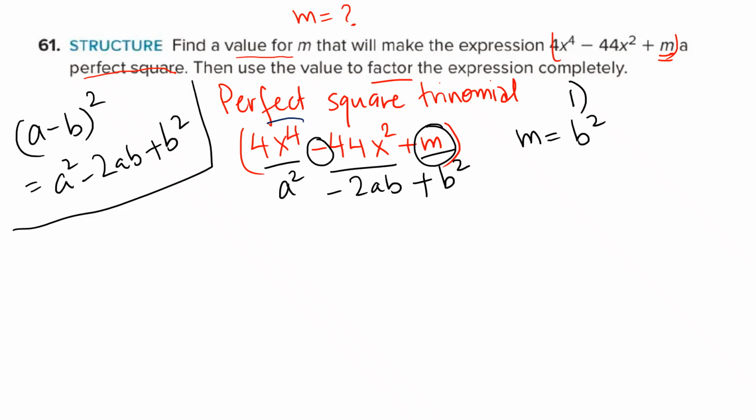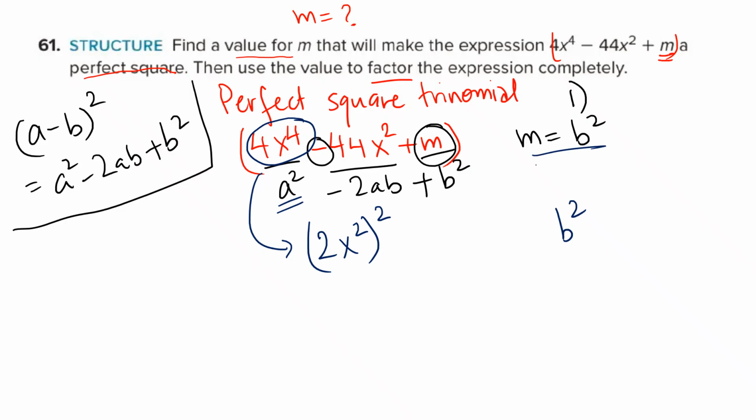If the first term is a perfect square like a square, then I need to see it is the square of which term. So what is the square root of 4? 2. What is the square root of x to the power 4? Now the power is 4, so if I take the square root, the power will reduce. So it will become x^2. So this 2x^2 is the first term which is a perfect square. Now for the last term, I'm replacing m with b square. Why do I do this? Because I want this term also to be a perfect square, because I want the whole trinomial to be a perfect square trinomial.